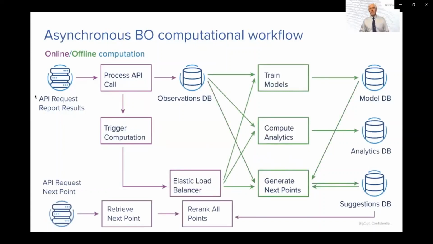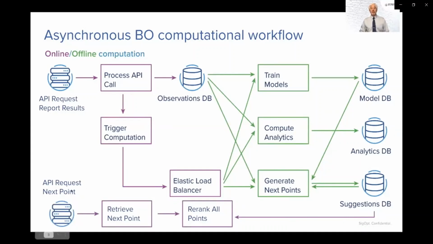In particular, the customer sends one API request where they report new results, and instead of running the computation, this triggers the computation on a now offline set of machines, as denoted with the green color. This offline computation runs and stores these results in our suggestions database, which is then accessed in a subsequent API request where the customer asks for a next point. At this request, we look into the database, pull the relevant points which appear in the database, and then re-rank them based on the current status of the experiment.